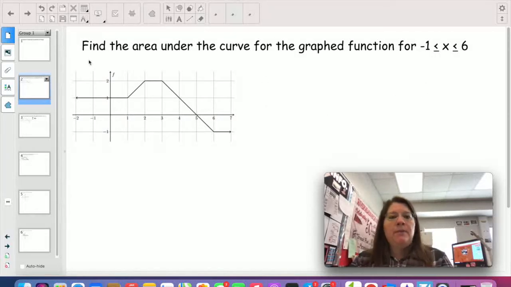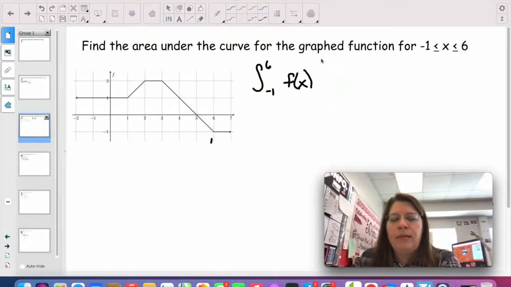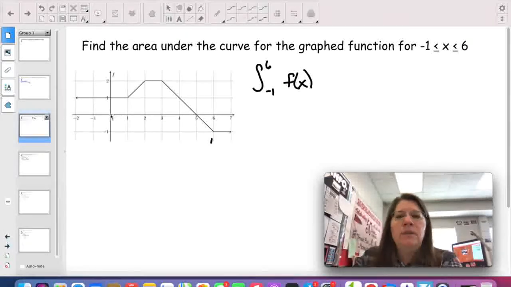And in this problem, it says find the area under the curve for the graphed function for x is between -1 and 6. So if you look over here, the graphed function that they have here goes from -2 to 7. So we're only interested in the part that goes between -1 and 6, which would be right in here. So if you look at this right here, we've got the integral going from -1 to 6, so that's your a and your b. The integral going from -1 to 6 of f of x. And when I do this, I'm just going to be considering the part of the graph from -1 to 6.